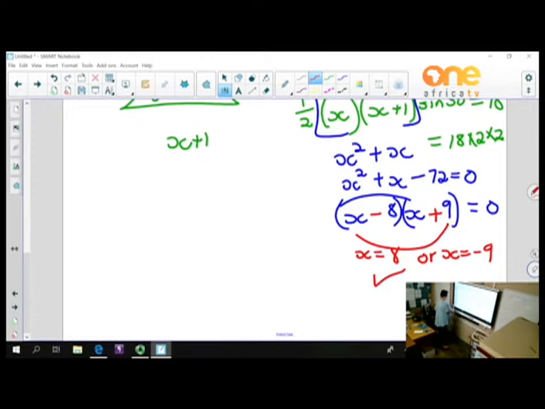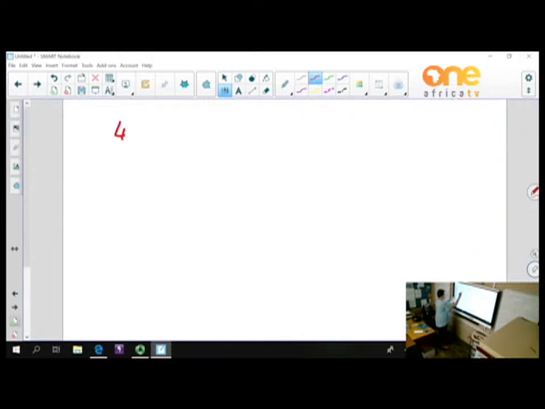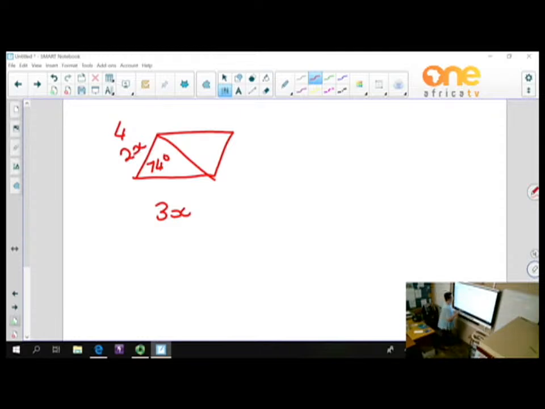Right, question 4. So we've got a parallelogram there. And this angle is 74 degrees. So they say the area is 100 square meters. Find the value of x. Now I'm going to work in the triangle, not in the rectangle. So half BC sine A. So now I'm not going to equate it to 100 but to 50 because I divide it by 2.